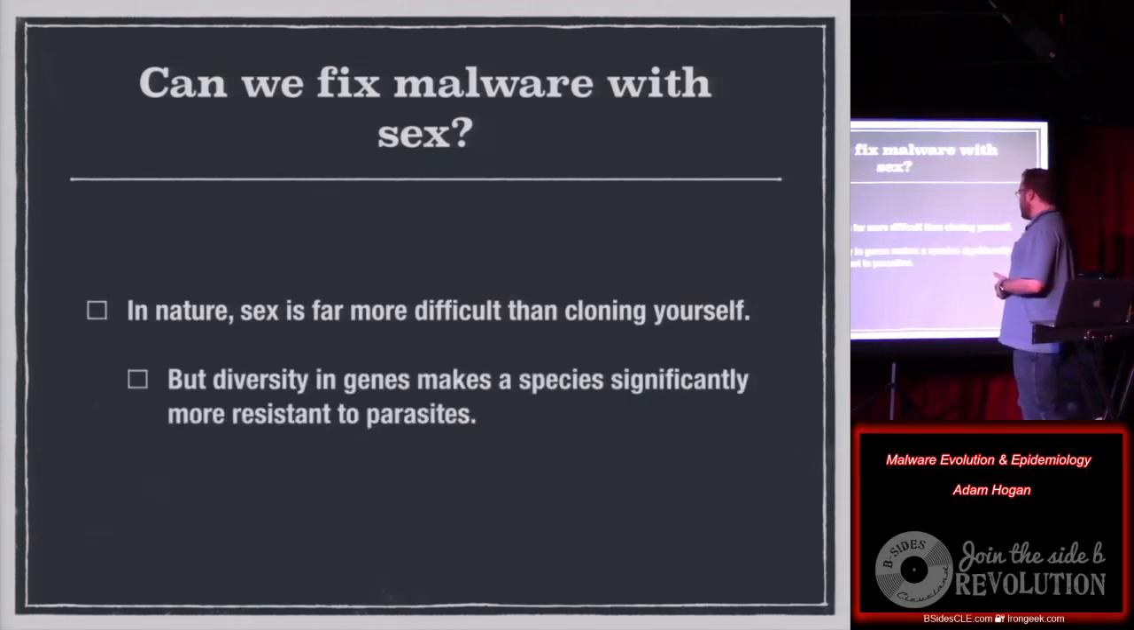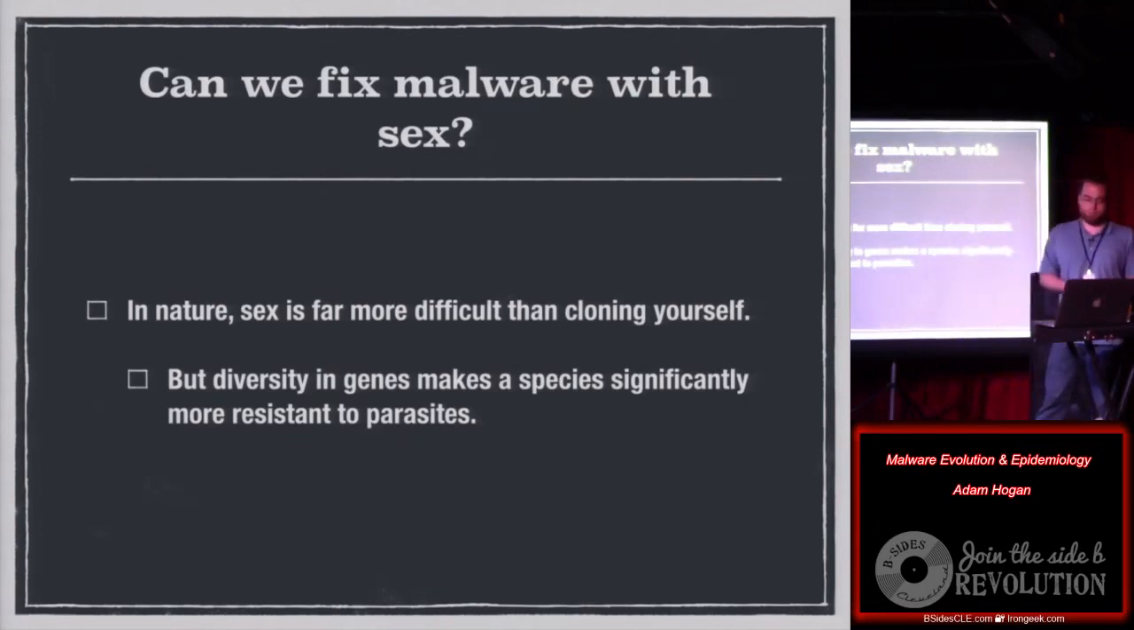But diversity in genes makes a species significantly more resistant to parasites, and sexual reproduction is one of the fastest ways to switch up genes, right? Simply, I pass on half of mine, half of someone else's. They're going to recombine, and now we have a whole new system, right? So it's actually a way to very quickly change up the pattern, right? Change up the platform that the parasite is trying to attack.